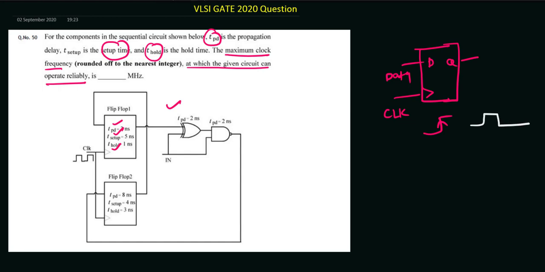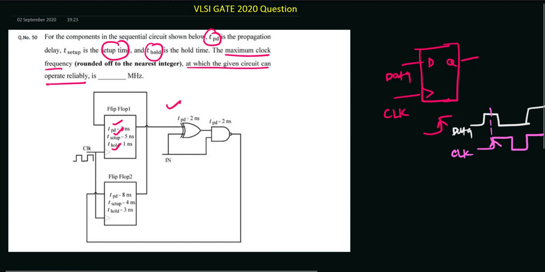Let's say you have some data D, and let us say you have some clock. Now in the ideal case, what happens? The moment you sample the data, the output will come. So the output Q will come immediately after you sample the data, at this edge only. So in the ideal case, we assume that the propagation delay of the flip-flop is 0.